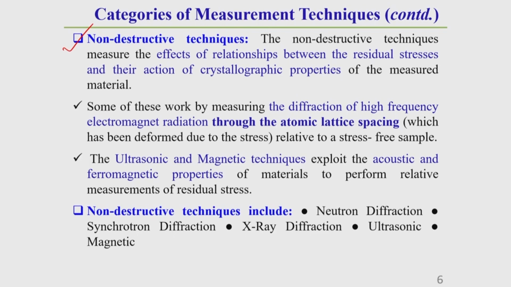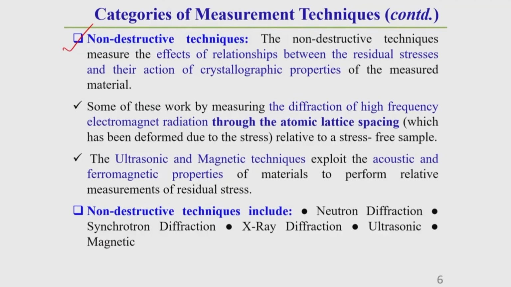So, here in the non-destructive technique, the structure is not subject to any type of destruction. Here we only measure the crystallographic property changes. Once a material is subjected to some residual stress, it is observed that some crystallographic changes occur. So, what is the relationship between this distorted crystallography and the residual stress? Once we can find that relationship, then we can easily measure the residual stress. That principle generally we use here.